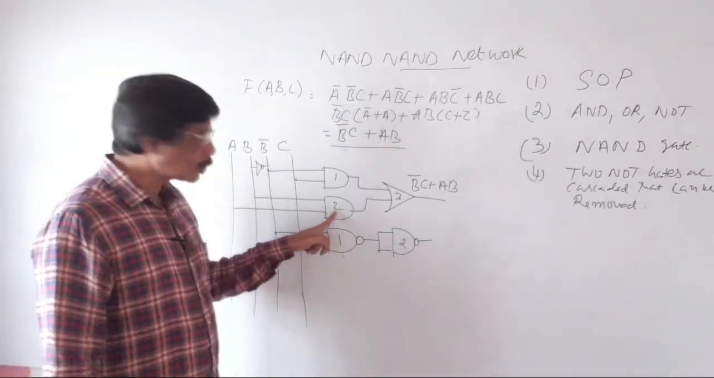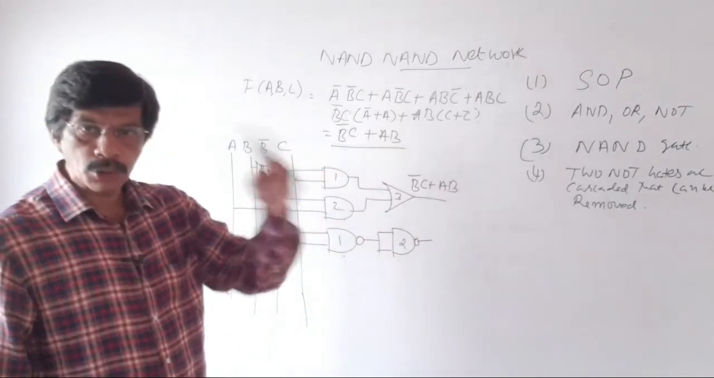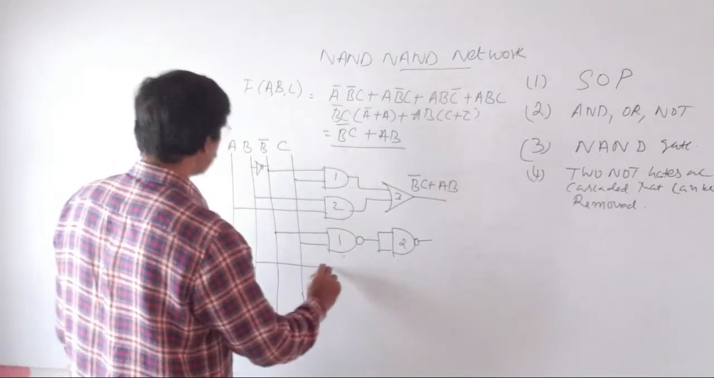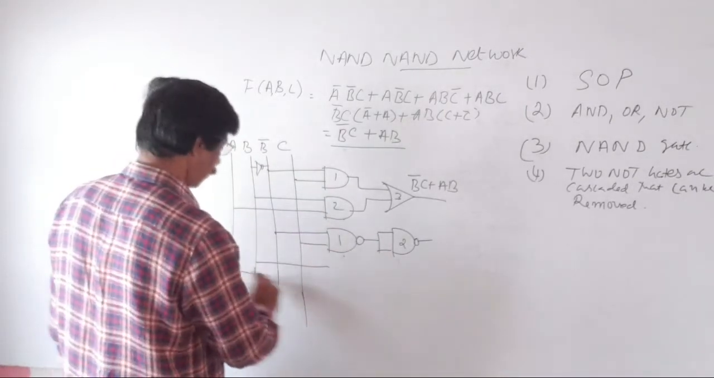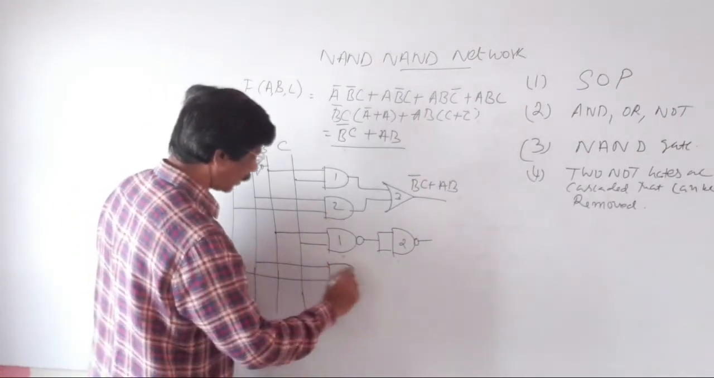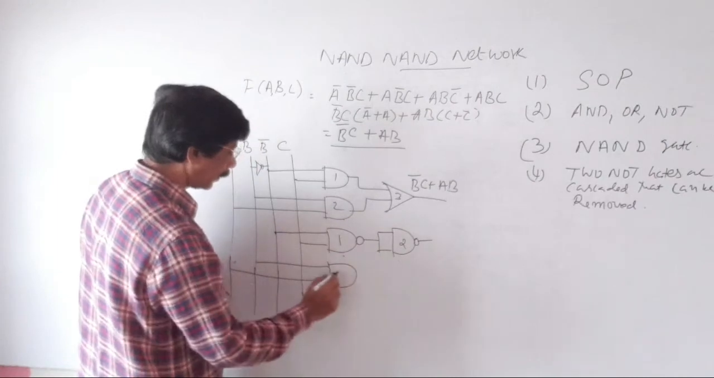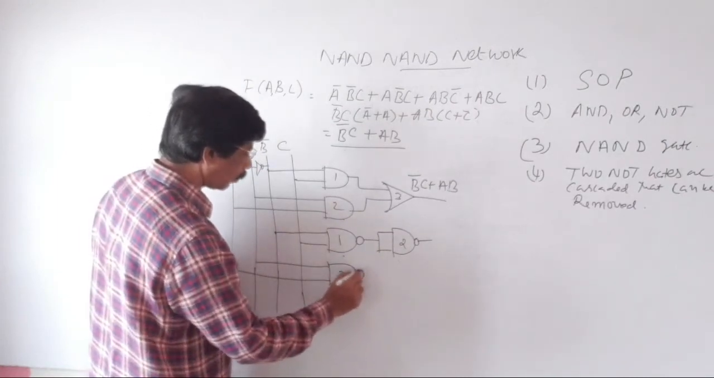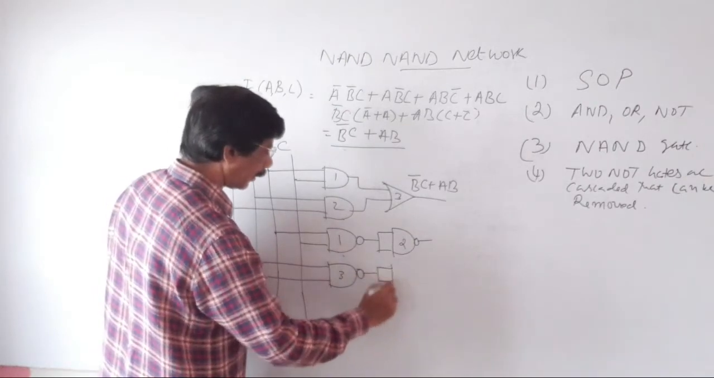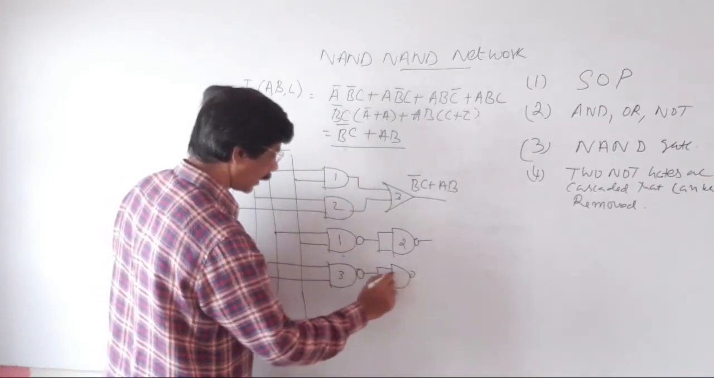Similarly, the AND gate 2 is replaced by two NAND gates. This is one from B line, the other from A line. So these two gates are replaced by gate 3. This is now one more NAND gate. Put one more NAND gate. This is NAND gate 4.